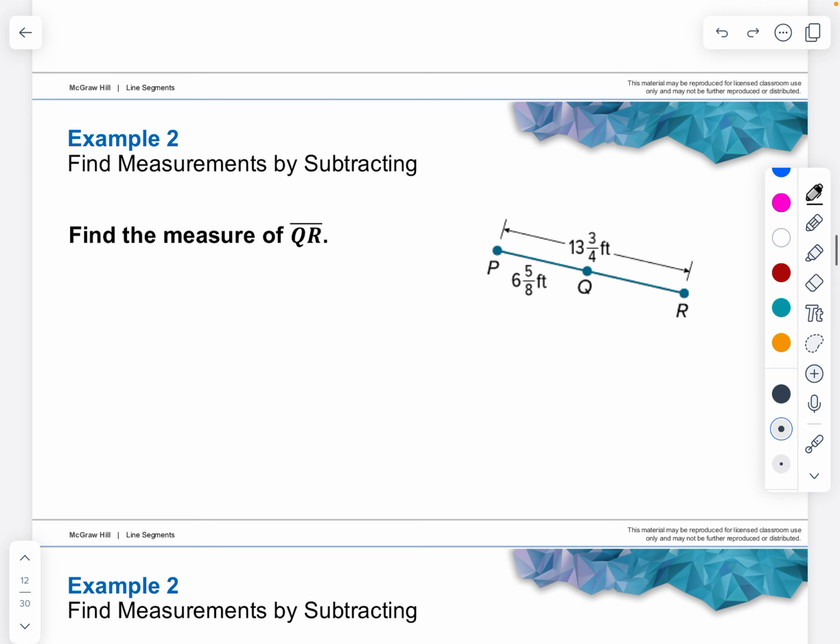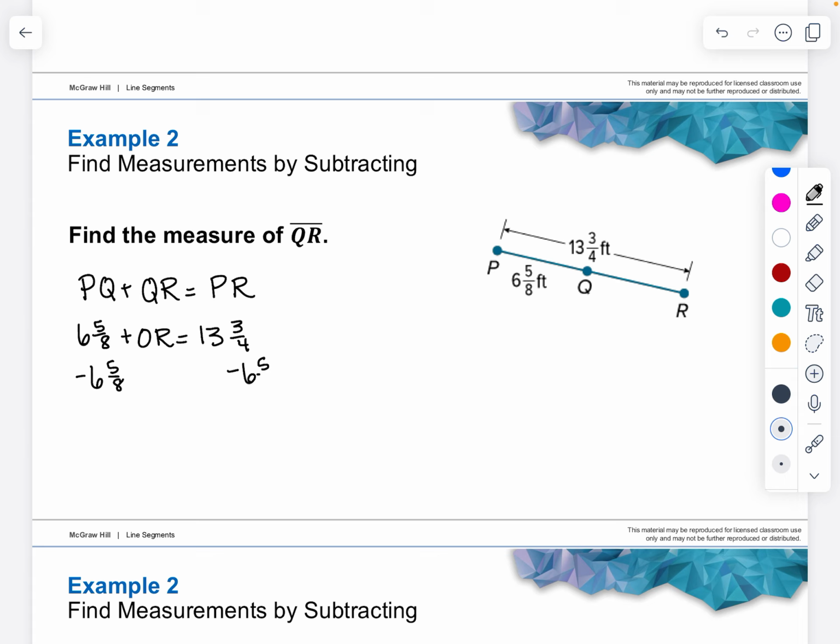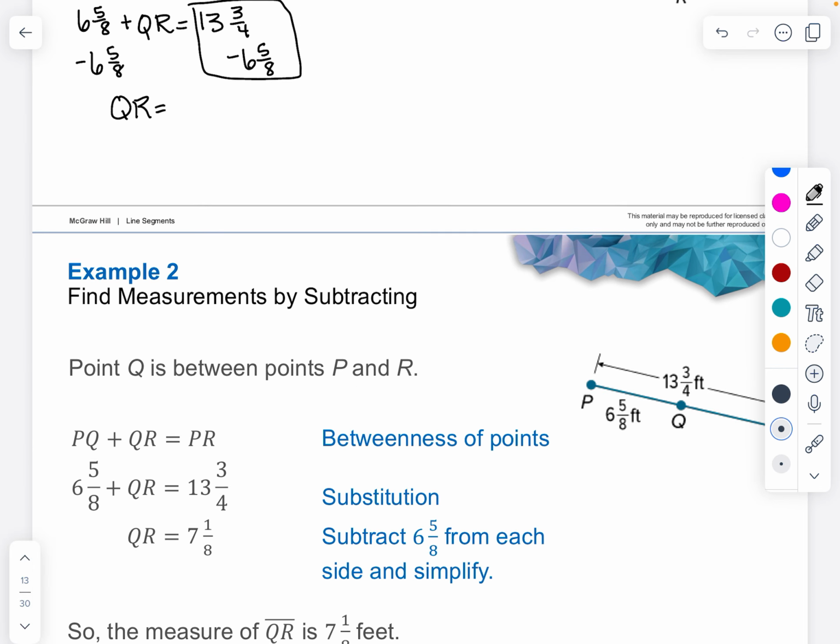Okay. Now your next one is going to be subtracting. We set it up the same way. We say PQ plus QR equals PR. And when we substitute in, we get 6 5/8 plus QR equals 13 3/4. And now we have to minus our 6 5/8. And we get QR equals this right here, which is 7 1/8. There you go. Feet. Don't forget our units there, Mrs. Cruz.